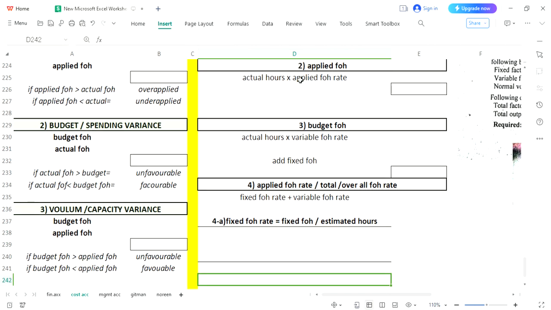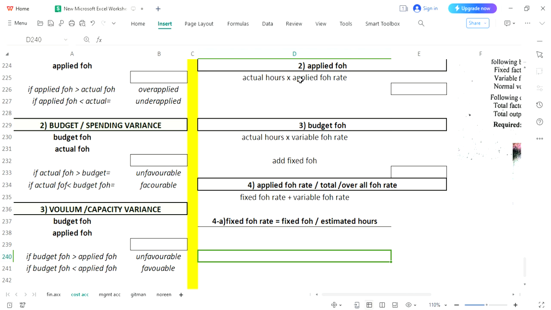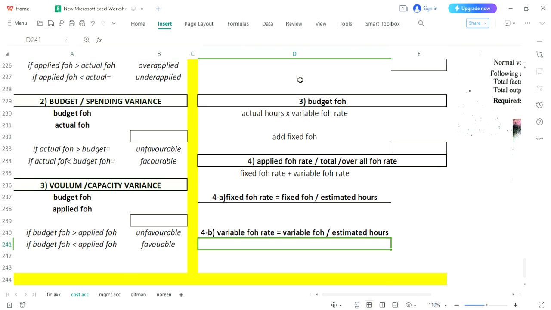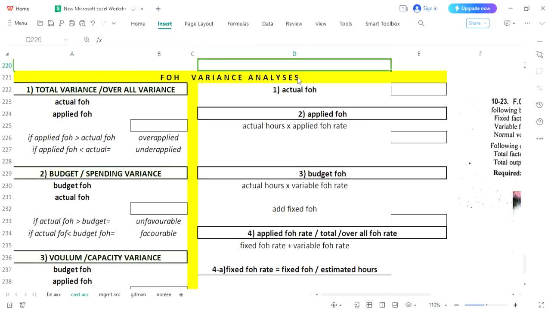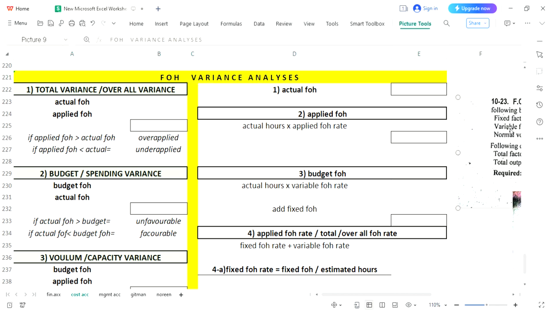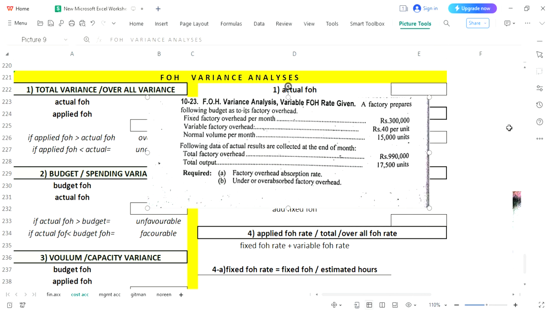Alright, then you have your final 4b part of the formula where you will calculate your variable FH rate. How? You will divide variable FH by estimated hours. So this way all of your supporting statements would be calculated on the right side of the page. You can see we haven't changed anything about the format. Let's see how the question is guiding us to proceed next.